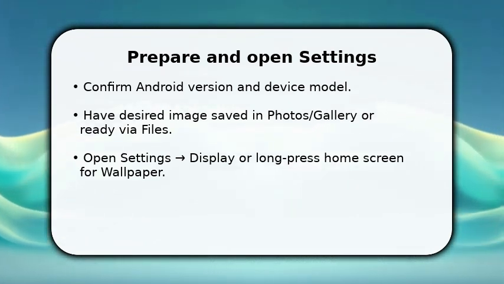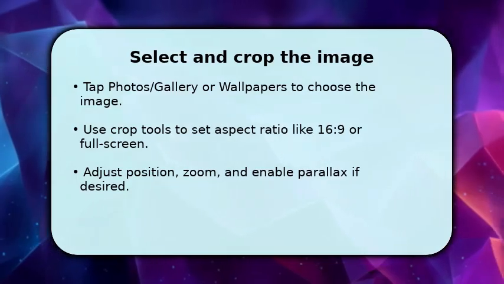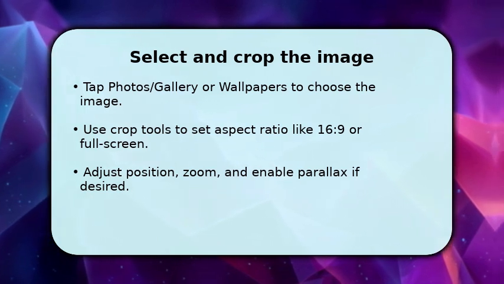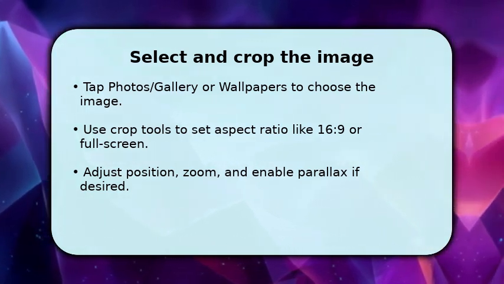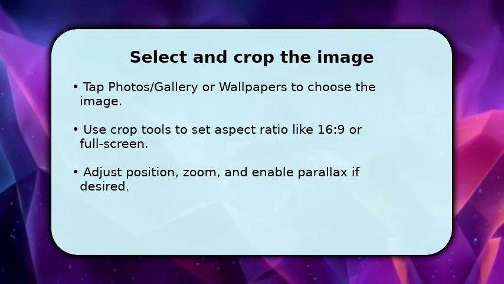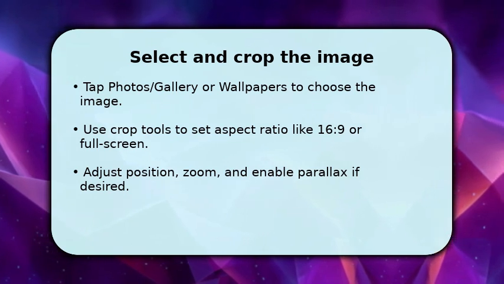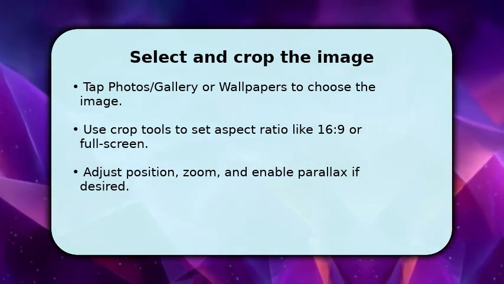Now pick the image from Photos, Gallery, or the System Wallpapers collection and inspect it for composition. Use the crop tool to set an appropriate aspect ratio. 16:9 works well, but choose full screen for edge-to-edge. Drag to reposition and pinch to zoom. These adjustments control which part appears on the lock screen.